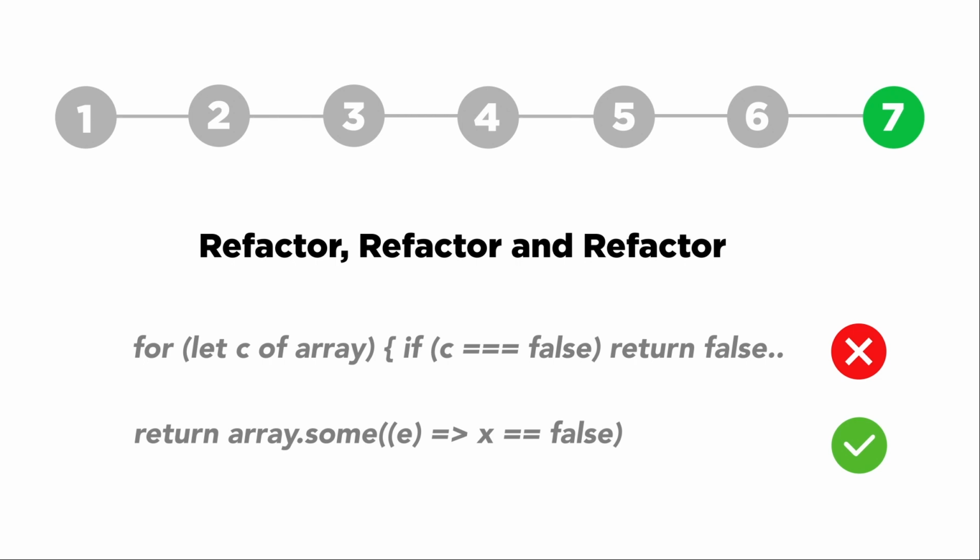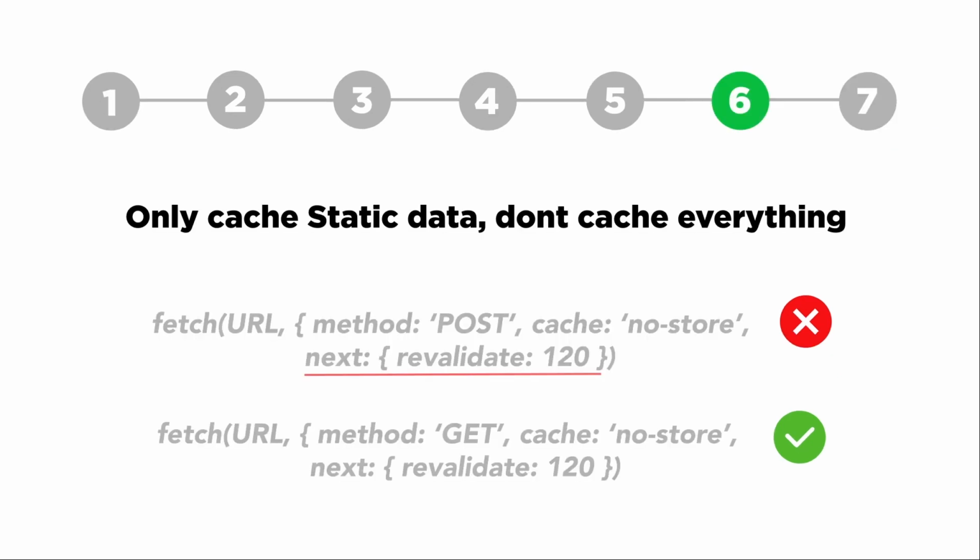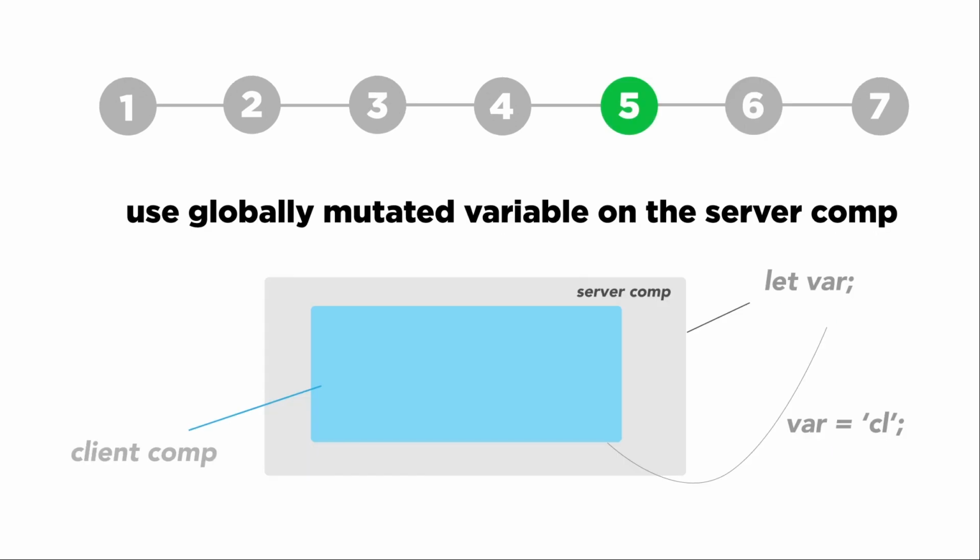So that's all. It was a pretty short video. I wanted to point out things that I noticed. There are a lot of things that I noticed while working with NextJs, but I wanted to point out these, if not 7 or 8 factors that are so important. So to recap, I will say don't cache everything, only cache static data. Use globally mutated variables on the server side.